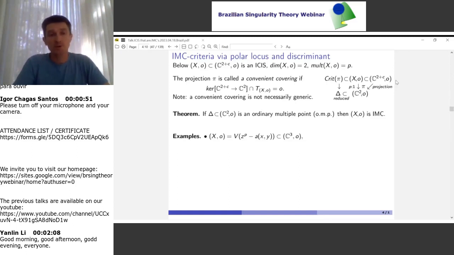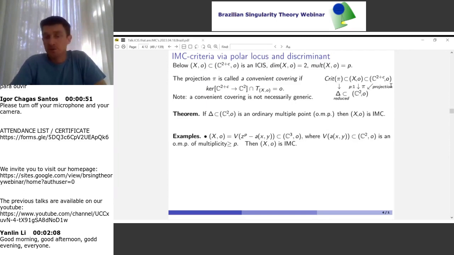Let's start from the simplest possible case. We speak about a complex surface singularity inside C3, defined by one equation: z to the power p minus a, where a is some function of x and y, just some power series in two variables. Let's assume that this plane curve singularity is an ordinary multiple point of multiplicity at least p. Then x0 is inner metrically conical. Already in this way, you construct a series of IMCs. Of course, you can easily classify all of them. This is a very restricted series.